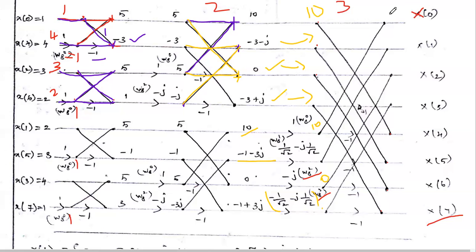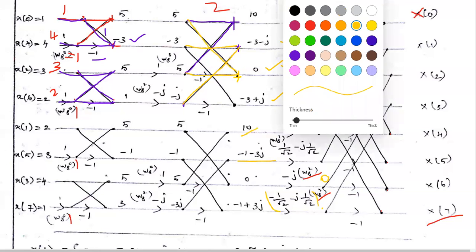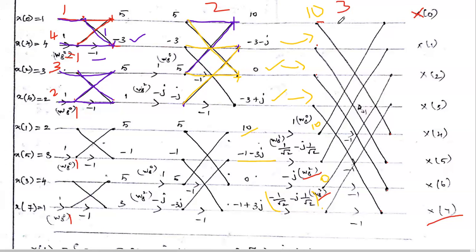Okay, so what is the output in this node? So in this node, you just see here 10 is coming. From this one also 10 is coming. So 10 plus 10. So the answer is 20. Okay, the answer is 20. Similarly, in the next second line, here the minus 3 minus j is coming. Similarly, here the minus 1 minus 3j multiplied with 0.707 minus j 0.707, we have to add it. Okay, similarly, the third one, 0 added with 0.